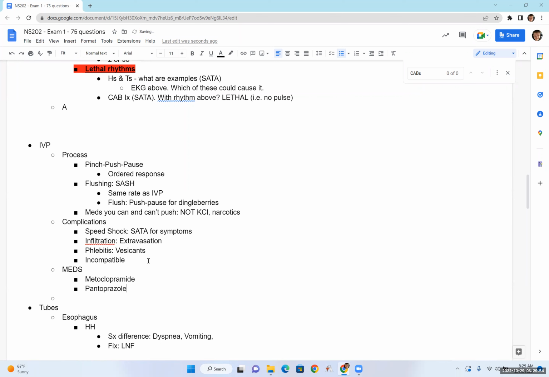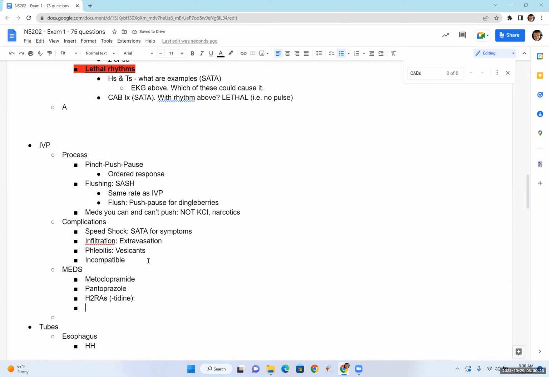Yeah, so if they have a problem with the movement of the GI contents, we can give those meds. Okay, pantoprazole was on that list, right? There are probably some H2RAs on there somewhere. What are some examples of H2RAs? They end in tidine, right? So cimetidine, ranitidine. So we're just looking for meds that overlap.